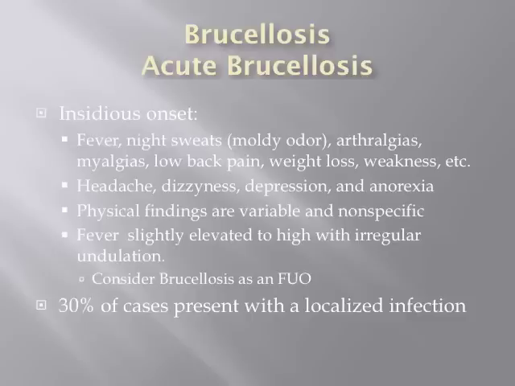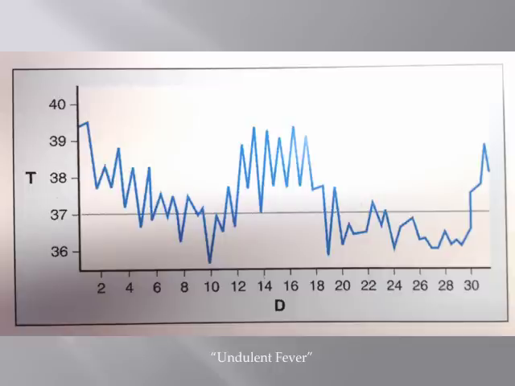When there is more of an insidious onset with a more prolonged incubation period, what you typically see is an FUO: fever, night sweats, and the sweats are described as having a kind of moldy odor. So if you detect that in your patients with an FUO, think about brucellosis. You can get more systemic manifestations like arthralgias, myalgias, weight loss and weakness, headache, and dizziness. I've listed some of these on the slide. The fever is not extremely high. It's slightly elevated to high, but it has an irregular undulation, and that's why the term undulant fever is used. About 30% of cases present with a localized infection. Here's an example of undulant fever, where you see the variability of fever that you might see with other febrile illnesses, but with this waxing and waning pattern. Notice that it can occur, in this case, over 30 days in somebody with a chronic infection.